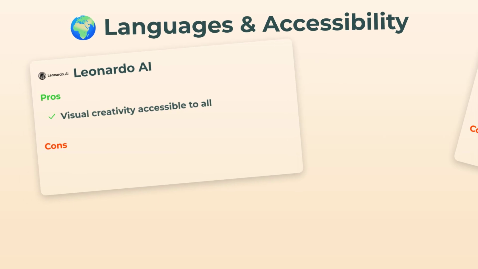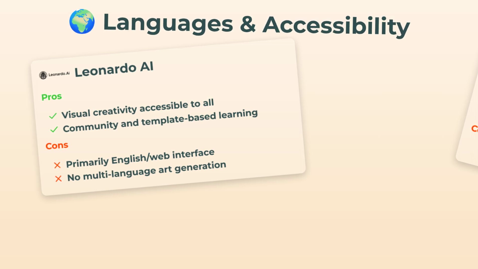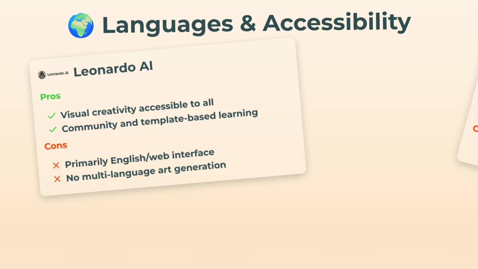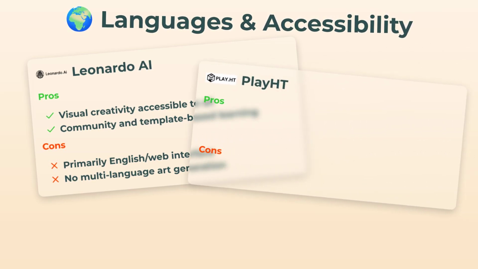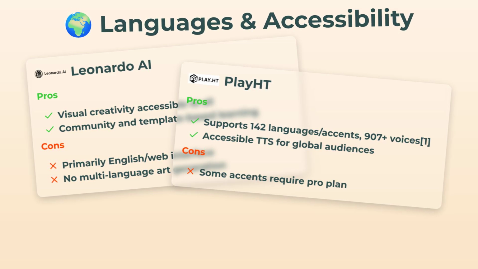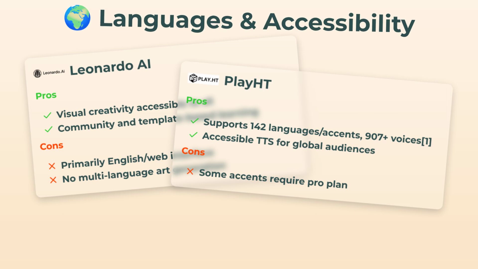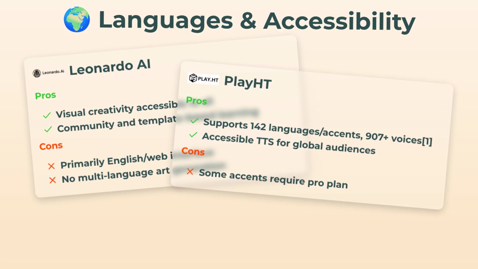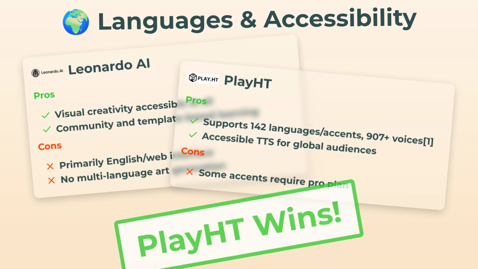Time for languages and accessibility, and there's a clear difference. Leonardo AI is awesome for anyone who wants to make images. You don't have to be a pro, but right now, it's mostly in English. No support for generating art using other languages, so that's a bit meh. PlayHT though, this thing is a global champion. 142 languages and accents, so you can basically make audio content for any audience. Seriously, accessibility is off the charts. Some rare accents are pro only, but still, PlayHT easily wins here.